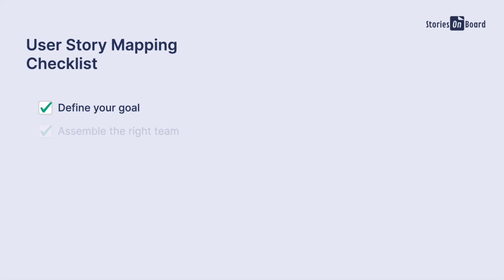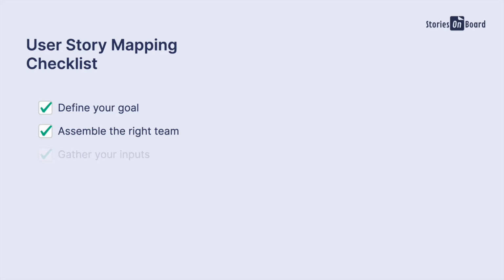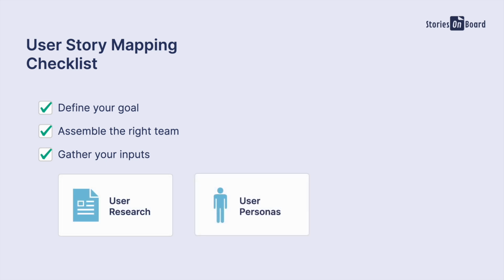Second, you need to assemble the right team. You will require the product team, design, engineering, business, and anyone else with crucial perspective on the solution that you want to build. Third, you need to gather the right inputs. You need to have ready your user research, user personas, and any business objectives that can help you.